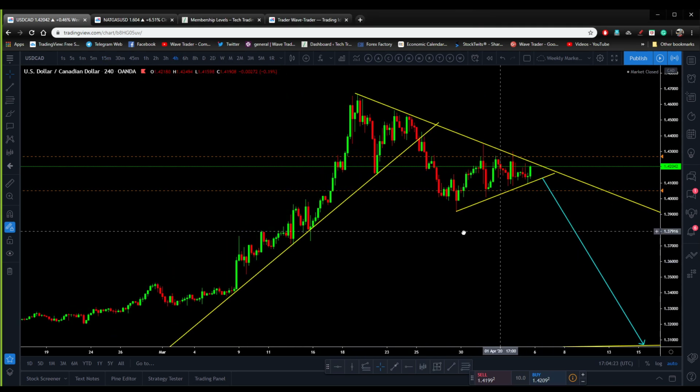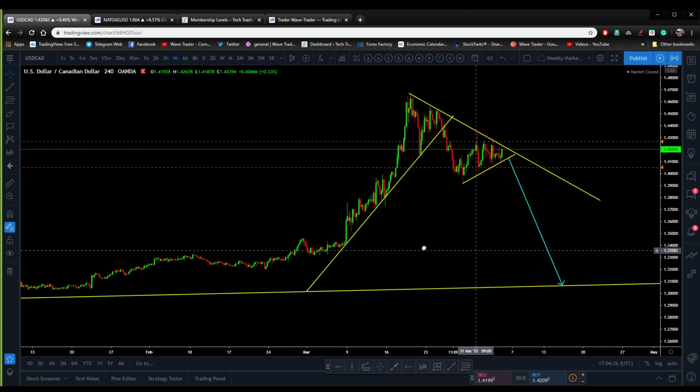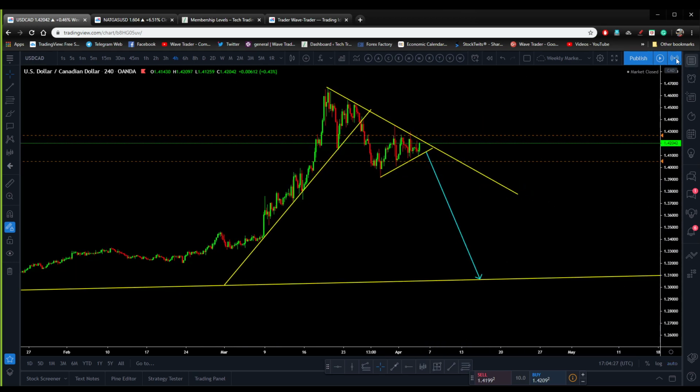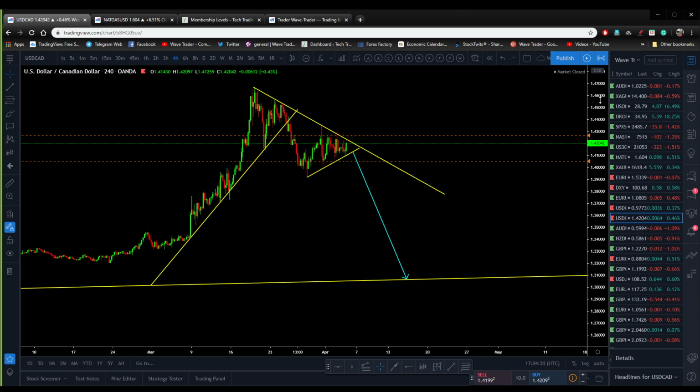This 4 hour time frame flag to break out, plenty of potential is going to be over there. The worst case is that the dollar CAD goes back to 140, the previous top. We are not looking for that, we are not anticipating it. You should not miss the bearish move.